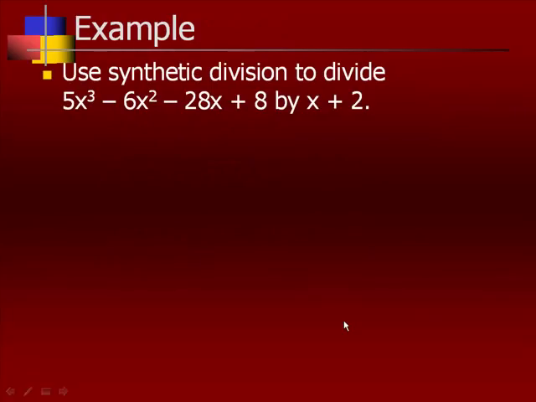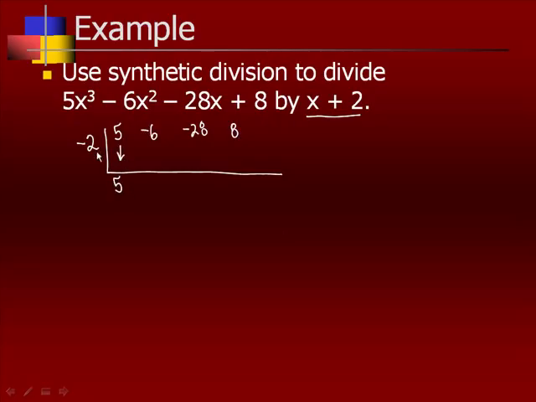Okay. Use synthetic division to divide 5x to the third minus 6x squared minus 28x plus 8 by x plus 2. Now, when you do synthetic division, you always use the opposite, or you use the 0, which would be negative 2. Then we come over here and say, okay, x to the third is our highest power. So we've got, there's our x to the third, there's our x to the second, there's our x, and there's our number.